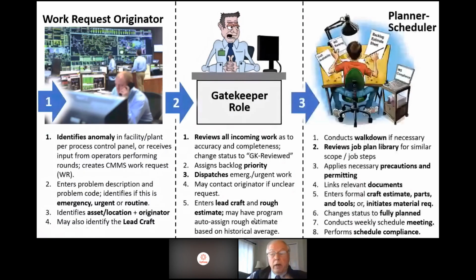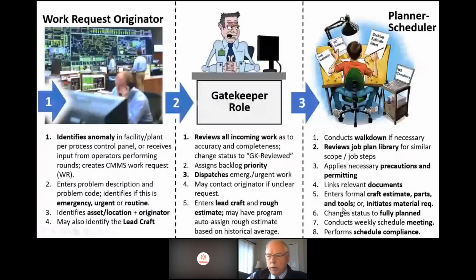Now, here's the planner scheduler, if you have one. He will look at the job plan library and see if there's similar scope out there. Now, if he's reading the problem description and is still not sure what it is, he may request a walk down or do the walk down himself, so he's going to leave his desk, right? Apply necessary precautions and permitting requirements, link relevant documents, enter the formal craft estimate, so he's going to override the rough estimate, fine.